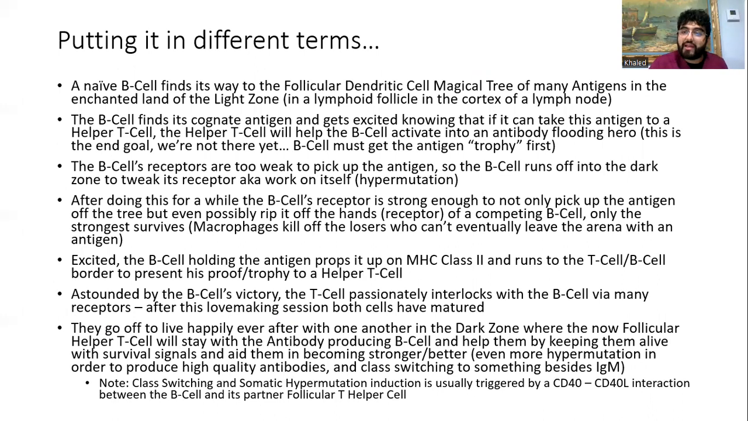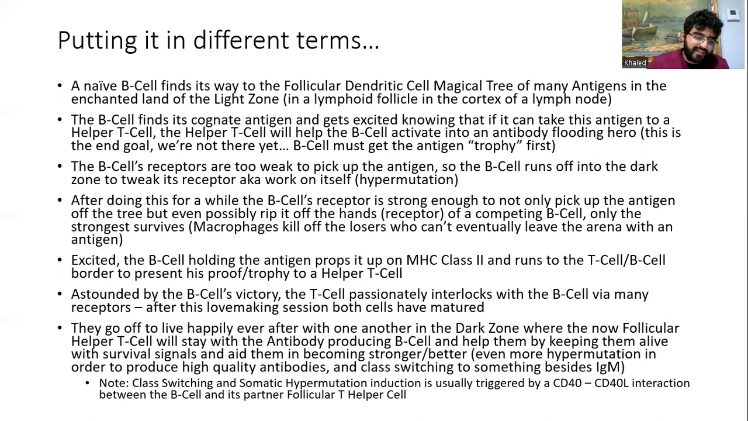But in order to do so, it has to get better at capturing antigen. So it will ping pong between the light and the dark zone, undergoing somatic hypermutation until it can pick up the antigen strong enough to a point it can take it up and present it.